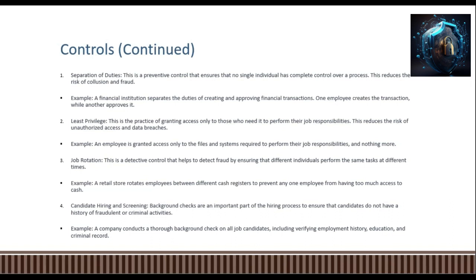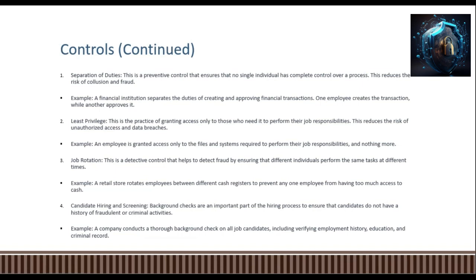Least privilege. This is the practice of granting access only to those who need to perform the job responsibilities. This reduces the risk of unauthorized access and data breaches. Example, an employee is granted access only to the files and systems required to perform their job responsibilities and nothing more.